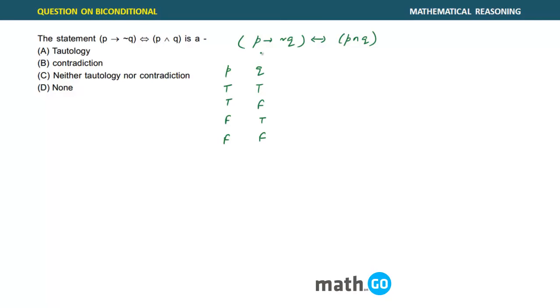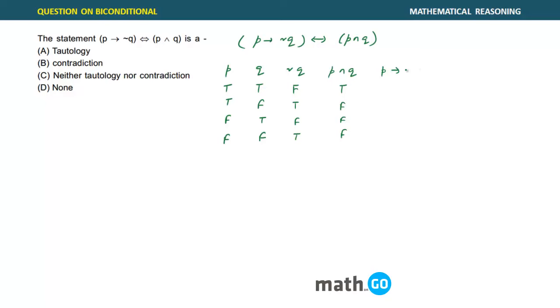Now you want implication with negation Q. So let's do negation Q as well. Negation Q will be nothing but F, T, and you eventually want to take something with this also, right? So let's take this also. What would it be? P and Q will be true only when both are true, and the remaining will be false. We know this.